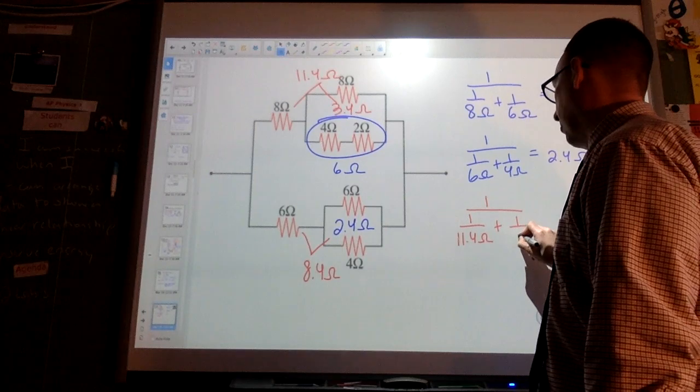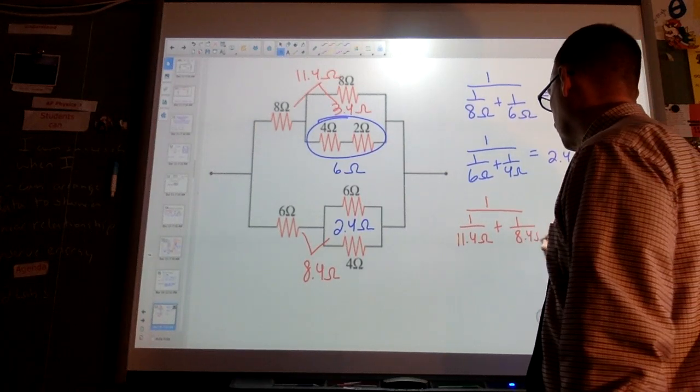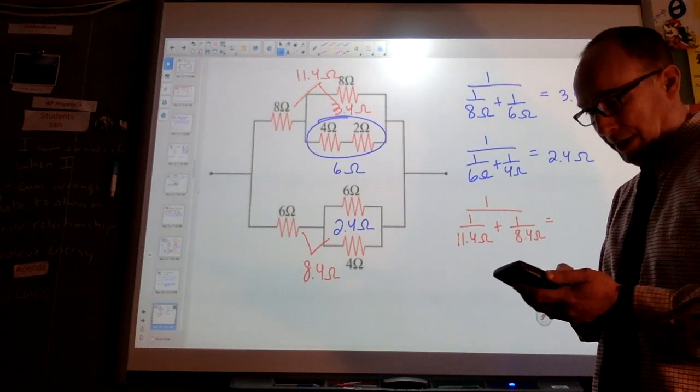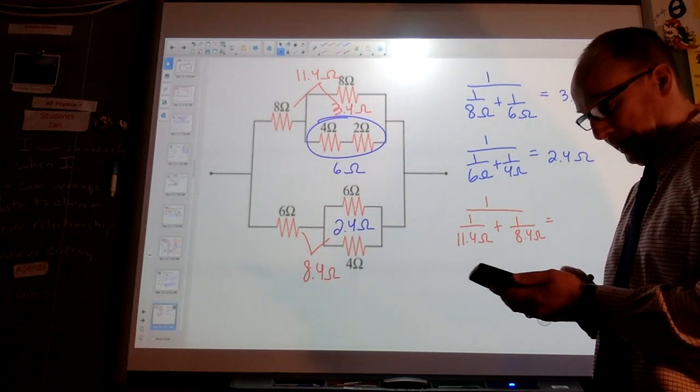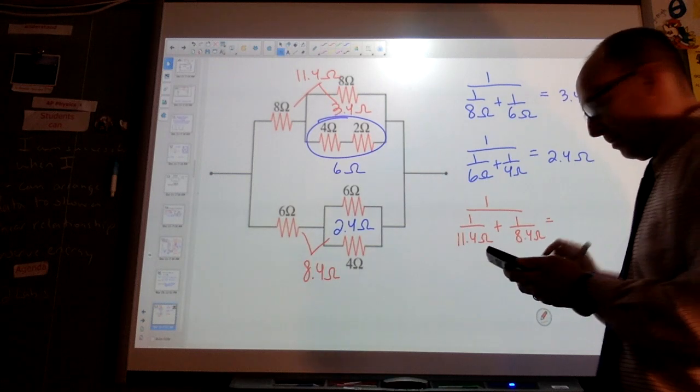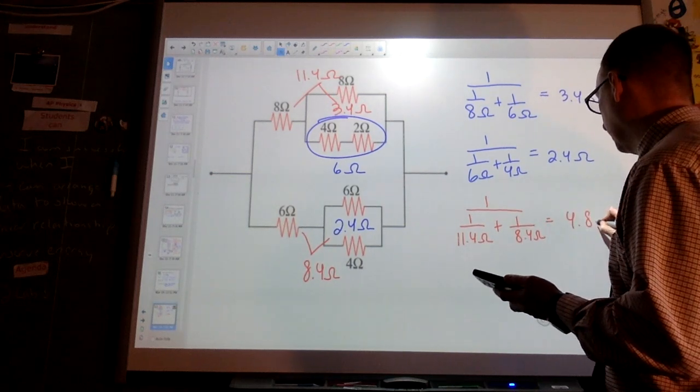And so I have to do the 1 over. You would think they would have picked rounder numbers. I didn't make this up, so we can't blame me for this one. I got 4.8.